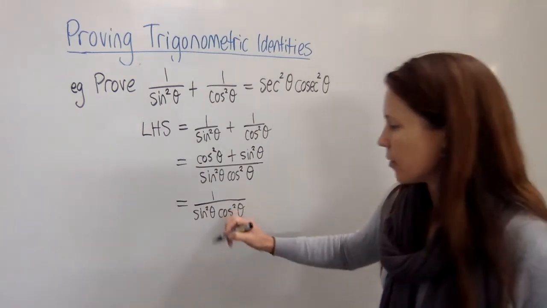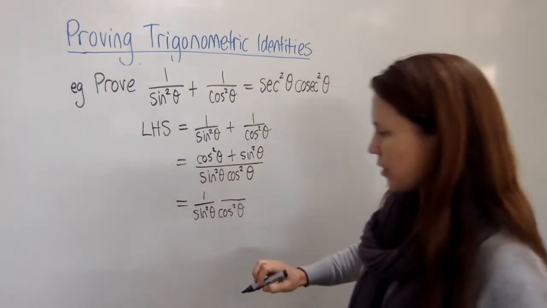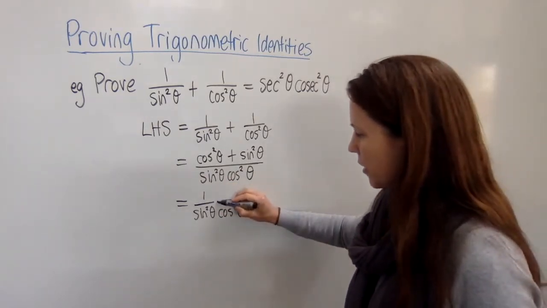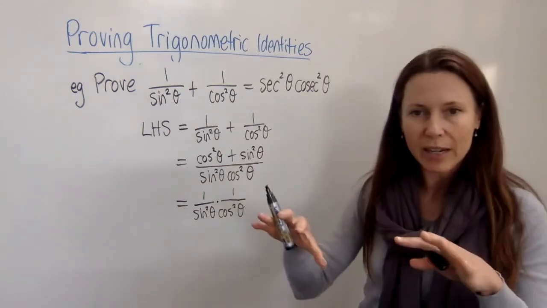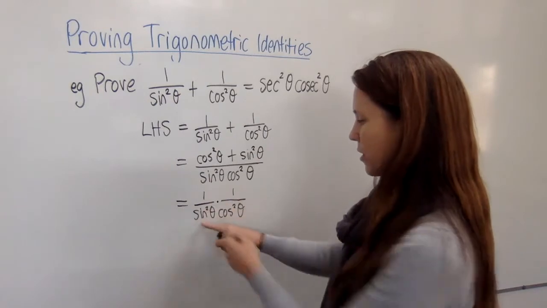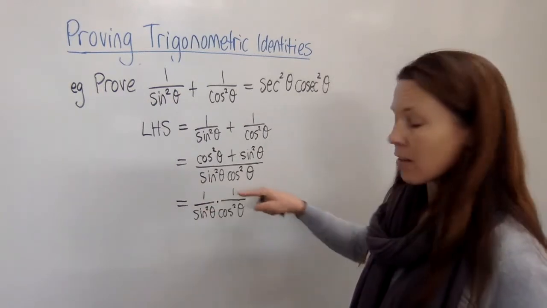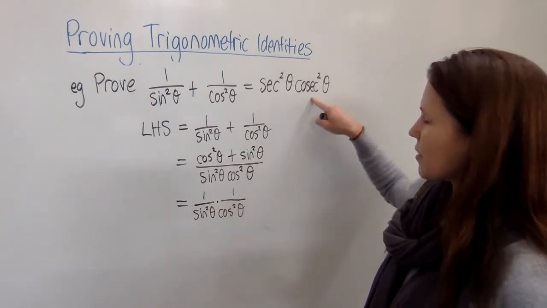It looks like basically this would be the same as if I wrote this as 1 over sine squared theta times 1 over cos squared theta. I can break it up, can't I? Because if I multiplied these two fractions together, that would just bring the denominators together and I'd still have 1 on the top. But by splitting it up like that, it's much easier for me to see.